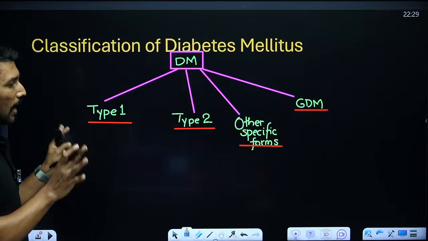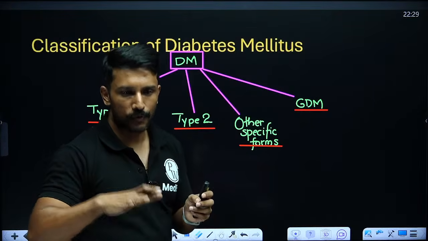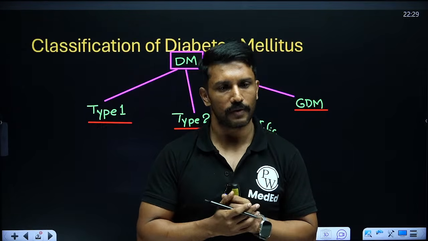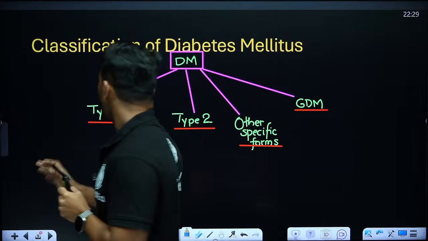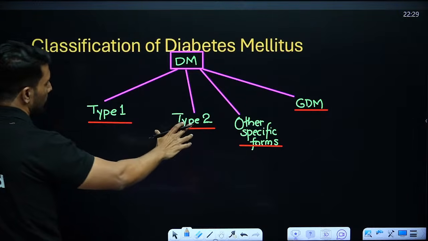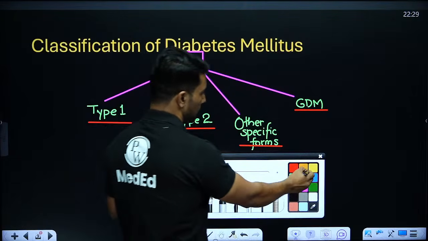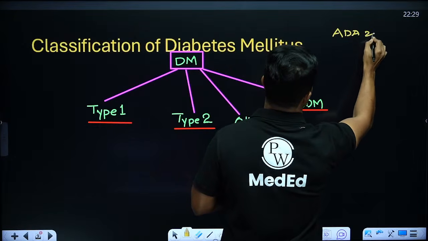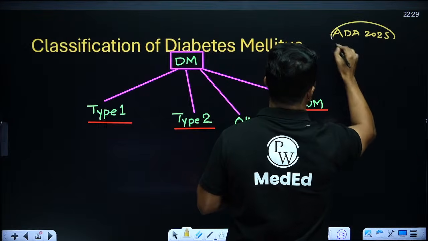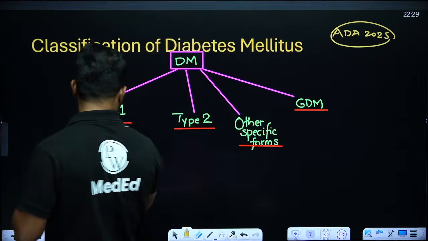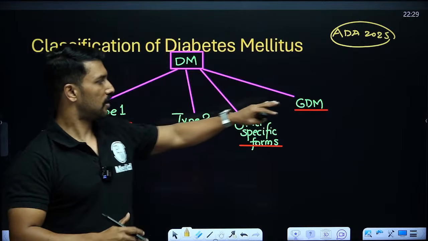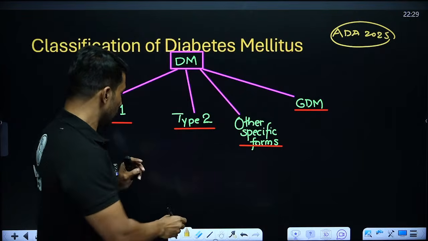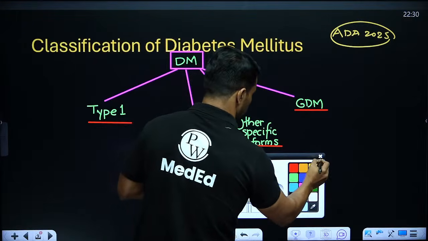It's the routine. Having understood the basics of regulation of blood glucose level, we'll start with the classification of diabetes mellitus. All of us are familiar with type 1 and type 2, but the American Diabetes Association, in all of its forms including the ADA 2025, classifies diabetes into 4 major categories: type 1, type 2, gestational diabetes mellitus, and other specific types. Okay, so we'll start with type 1 first.